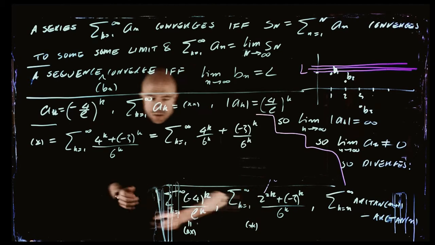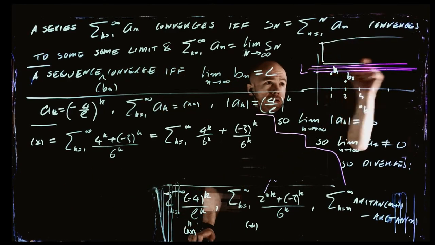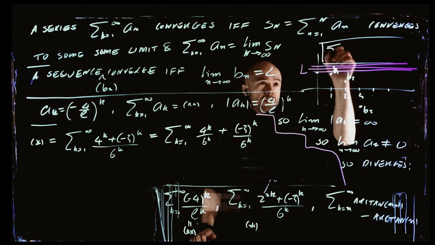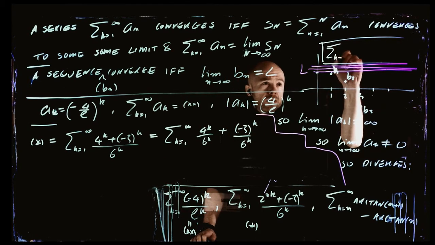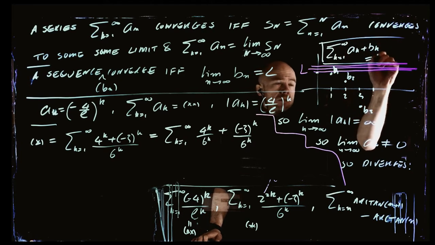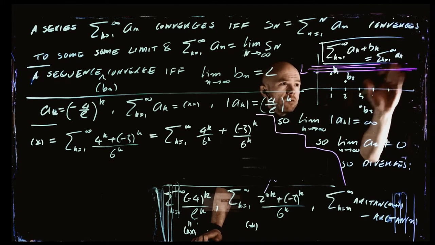Right. All the algebraic things that are true for finite sums are true for series whenever they converge. So one of the things we learned on Friday was that if we have the sum from k equals 1 to infinity of a_k plus b_k, that's the same as the sum from k equals 1 to infinity of a_k plus the sum from k equals 1 to infinity of b_k.